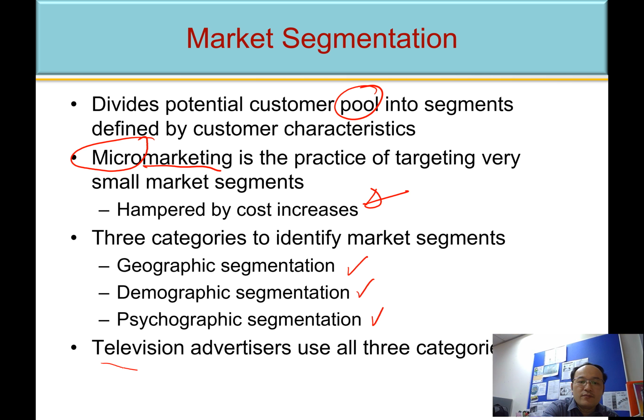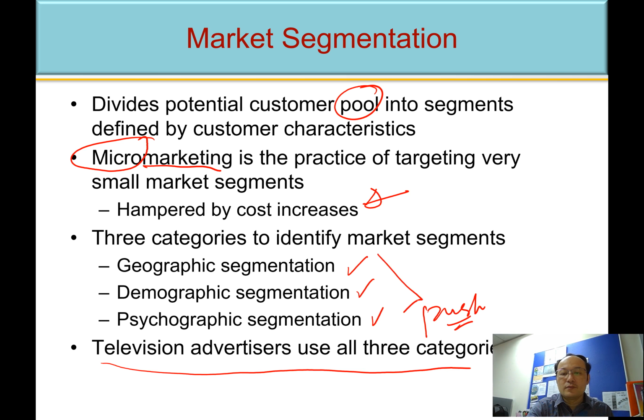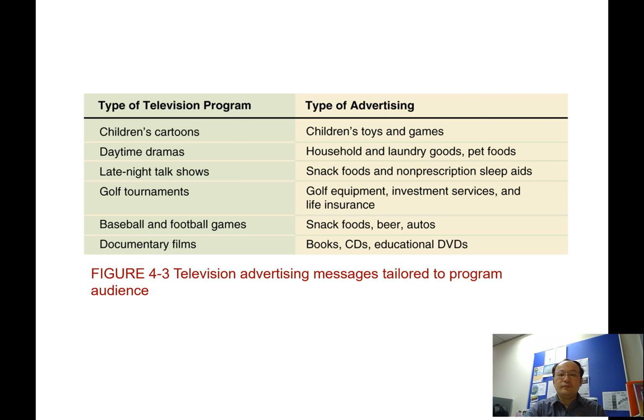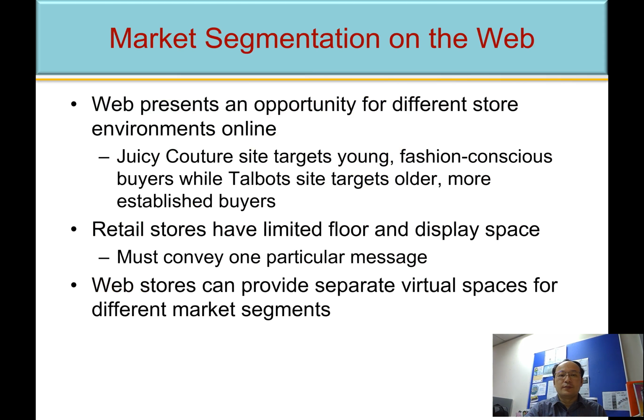Television advertisers use all these categories, but I don't think it's effective. I can see that they just push. Of course, they involve all three. Geographic, they don't have issues. Demographic, they target all levels of people. And psychographic means when you watch a movie, they put out advertisements; different kinds of movies have different kinds of advertisements as well. These are some of the different television programs.